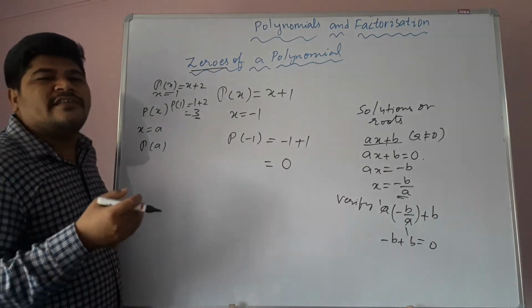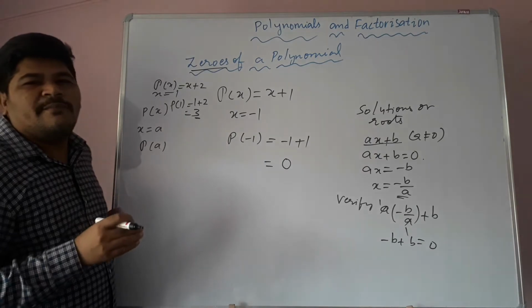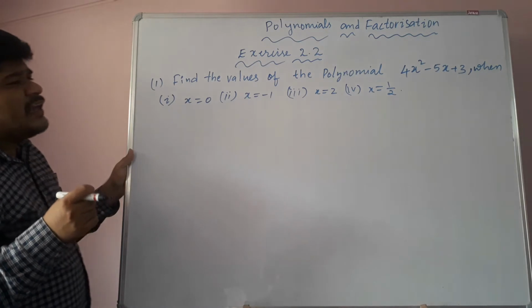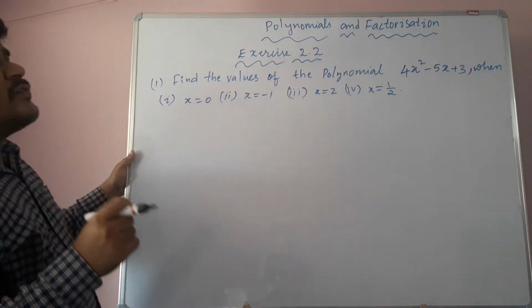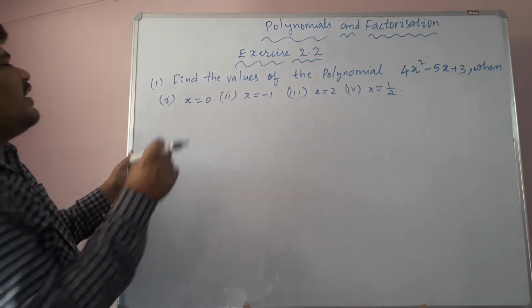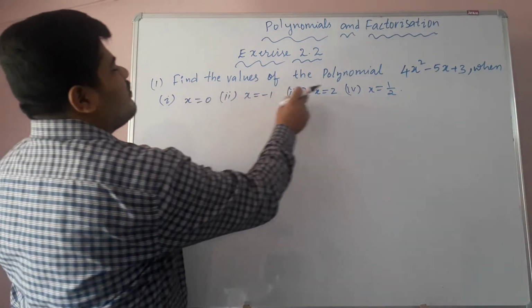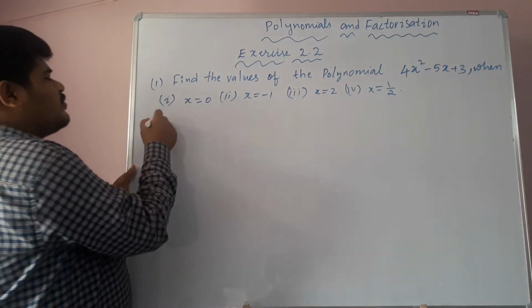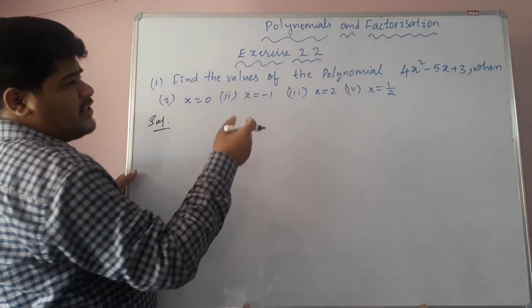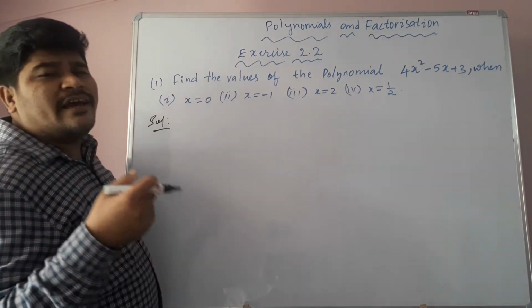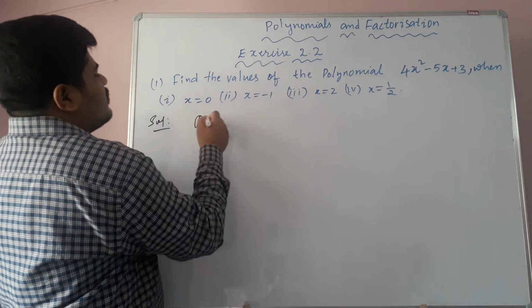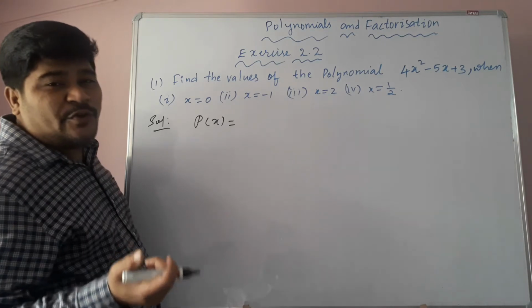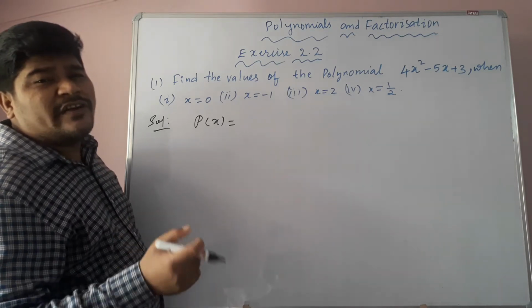So students, now let's see problems on zeros of polynomials. Let's see problem number 1. Find the values of the polynomial 4x square minus 5x plus 3 when x is equal to 0, x is equal to minus 1, x is equal to 2, and x is equal to half. Students, I am solving here. First, name the given polynomial as p of x. Generally we represent polynomials with p of x, q of x, g of x, h of x, r of x, etc.